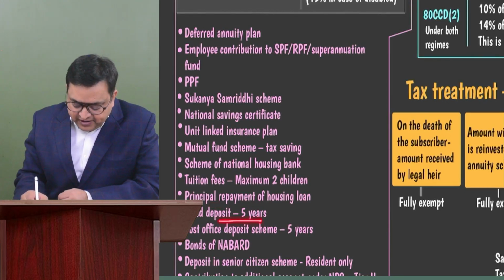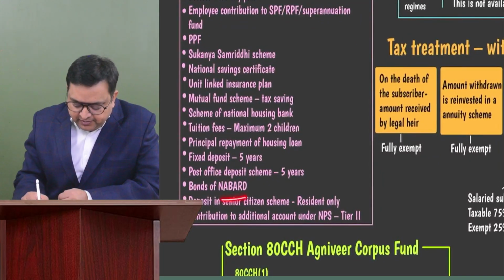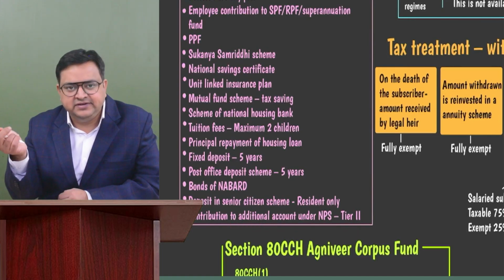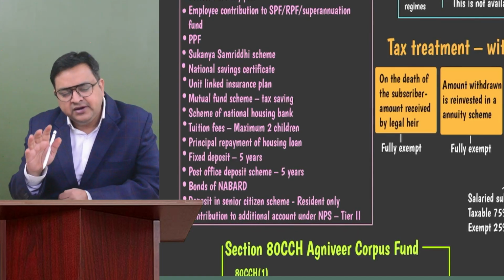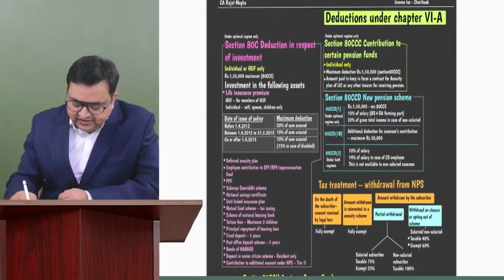Fixed deposit of 5 years, minimum 5 years. Post office term deposit or deposit scheme for minimum 5 years. Bonds of NABARD. Senior citizen schemes or contribution to additional account under NPS Tier 2. Tier 1, it is ATCCD. I'll talk about it. Tier 2, you can get this deduction over here. Got it? So these are ATC deductions.